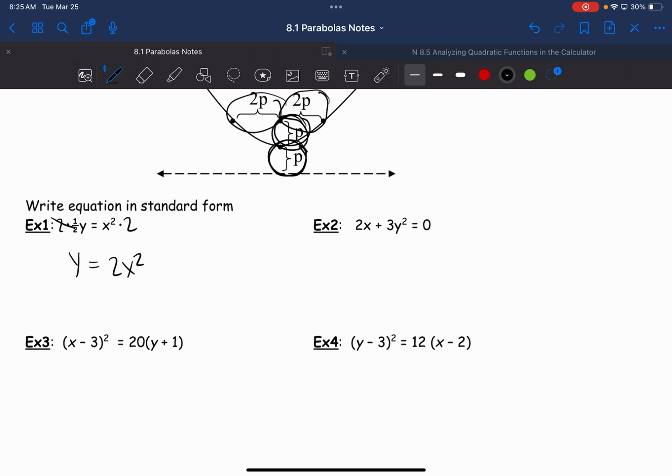All right, for example 2, again, we don't want to get rid of the square. So what letter do I want to try and get by itself on example 2? The x, right? Okay, so if my goal is to get the 2x by itself, I might keep it where it is and move the 3y squared to the other side. So now we got this. Where do I go from here?